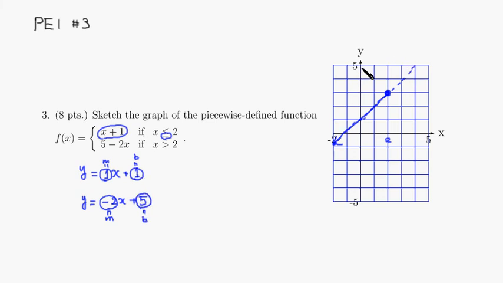So you can see that 5 is up here, and the slope is negative 2, which means that as you go to the right 1 unit, you're going to go down 2 units since the slope is negative. So it's going to look like this. It's going to go down 2 units, and down 2 units here, down 2 units here, and down 2 units there.